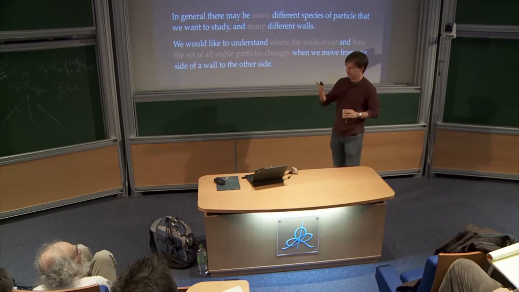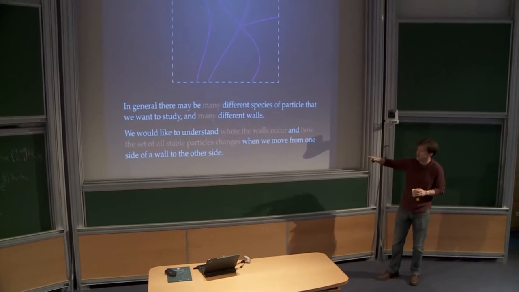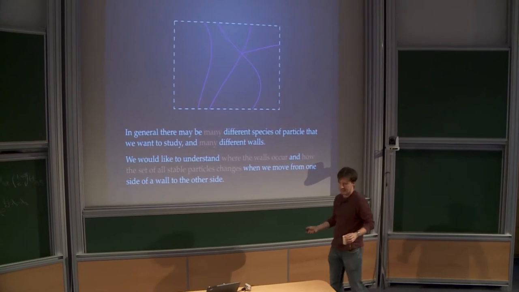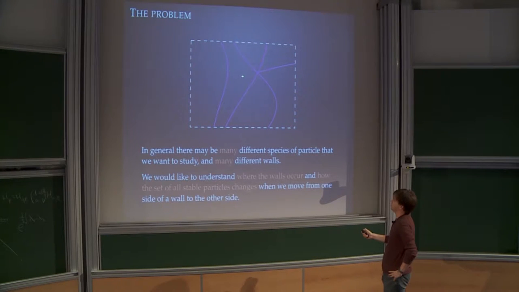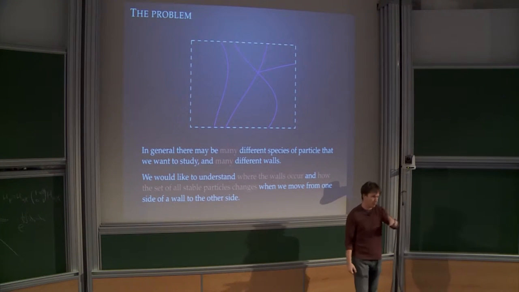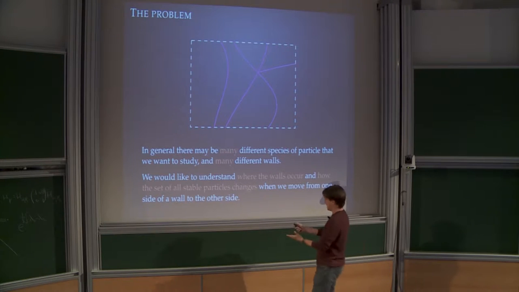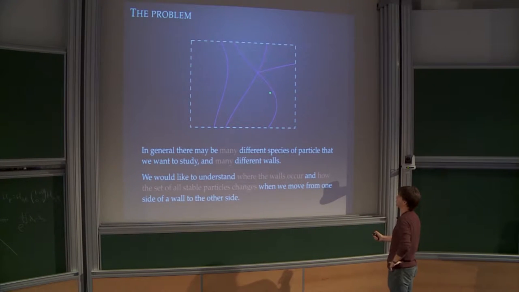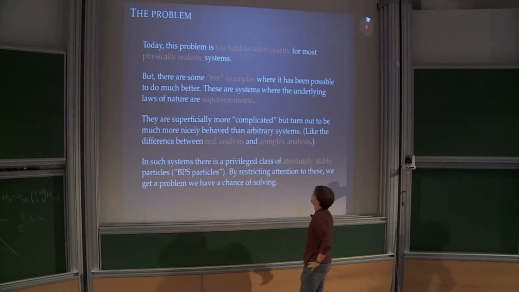Let's see the example. Maybe the mathematical instantiation of this you'll like better. In general, in a single physical system, we might have many different species of particle, and we'd like to study all of them simultaneously. Correspondingly, there might be many different walls in our parameter space across which something happens. Here one particle decays, here another particle decays, and so on. The questions we'd like to understand are, first, where in your parameter space are the walls? And second, imagine I look at the set of all absolutely stable particles: how does that set change when you move from one side of the wall to the other? Concretely, imagine that you knew all the stable particles on one side of a wall, and you try to determine what are going to be all the stable particles on the other side. That's the question we'd like to understand.